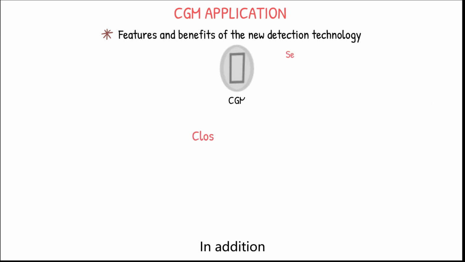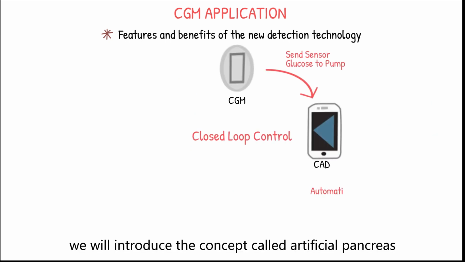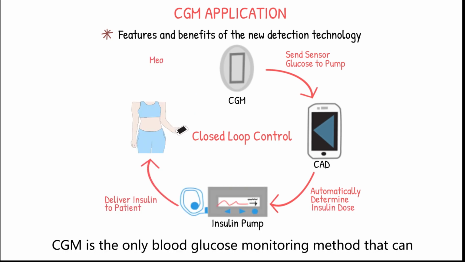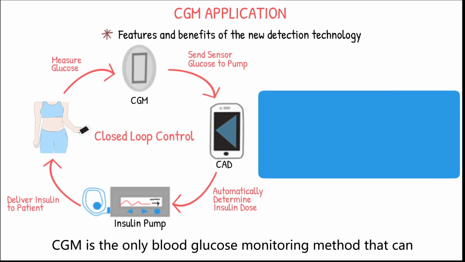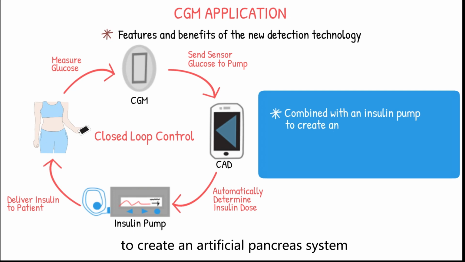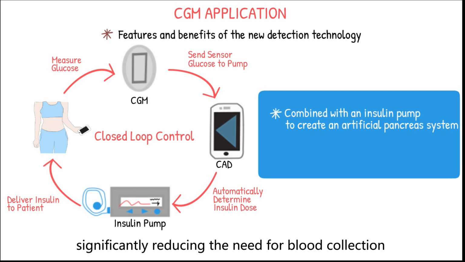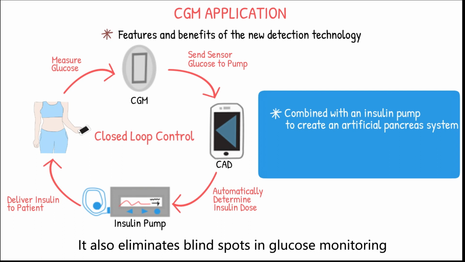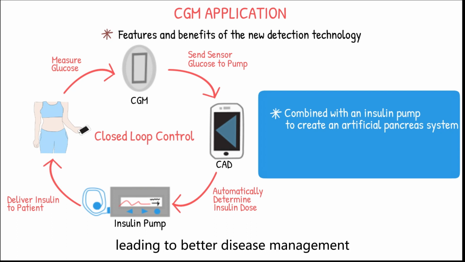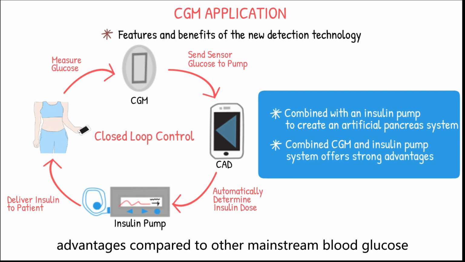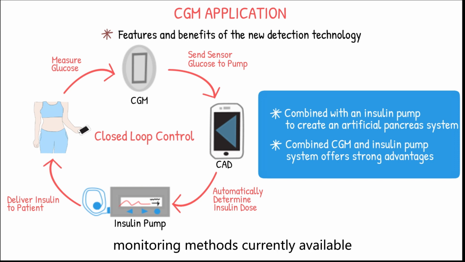treatment. In addition, we will introduce the concept called artificial pancreas, which is considered the ultimate solution for insulin treatments in diabetes. CGM is the only blood glucose monitoring method that can be combined with an insulin pump to create an artificial pancreas system. This integration allows for real-time and continuous glucose monitoring, significantly reducing the need for blood collection and minimizing patient discomfort. It also eliminates blind spots in glucose monitoring, leading to better disease management. The combined CGM and insulin pump system offers strong advantages compared to other mainstream blood glucose monitoring methods currently available.